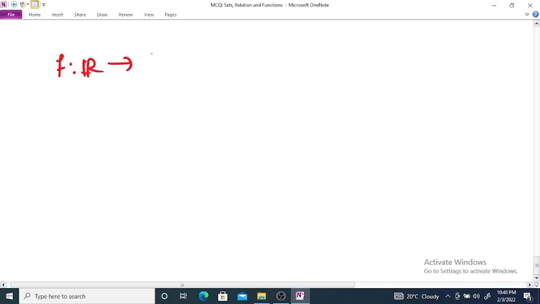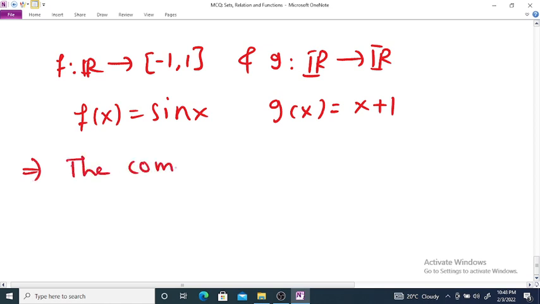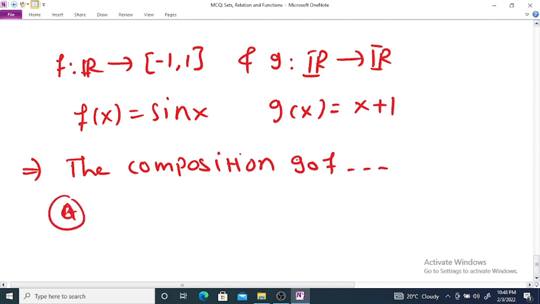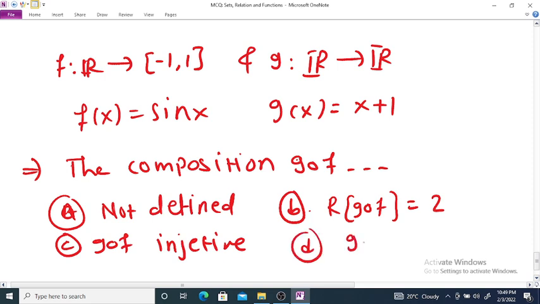real number set R to [-1, 1], and g is a function from real number set R to real number set R, defined as f of x is equal to sin x, and g of x is equal to x plus 1, then the composition g of f is: option A, not defined; B, range of g of f is equal to 2; C, g of f is injective; and number D, g of f is bijective.